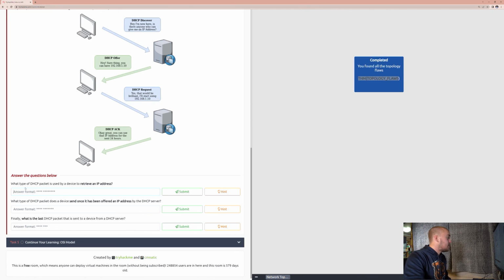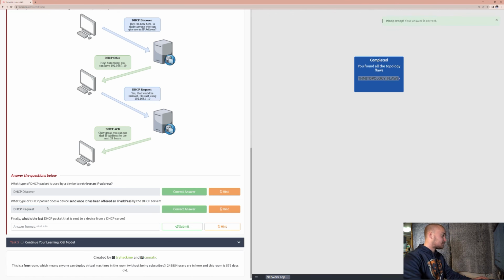So what type of DHCP packet is used by a device to retrieve an IP address? This is talking about a DHCP discover. What type of DHCP packet does a device send once it has been offered an IP address by the DHCP server? So this is this moment right here. It gets offered it, and then it comes to a request. So DHCP request. Finally, what is the last DHCP packet that is sent from a DHCP server to a device? So this is what gets sent back after you send a DHCP request, and this is a DHCP ACK.